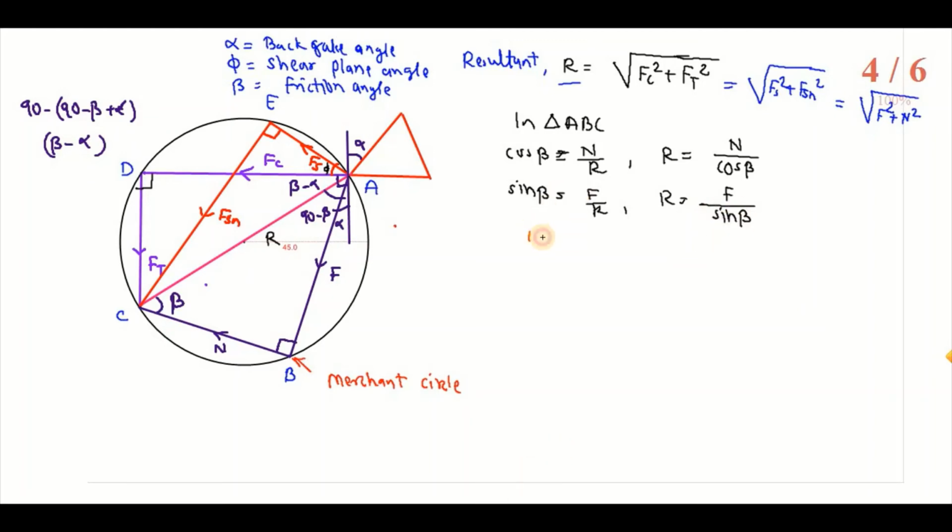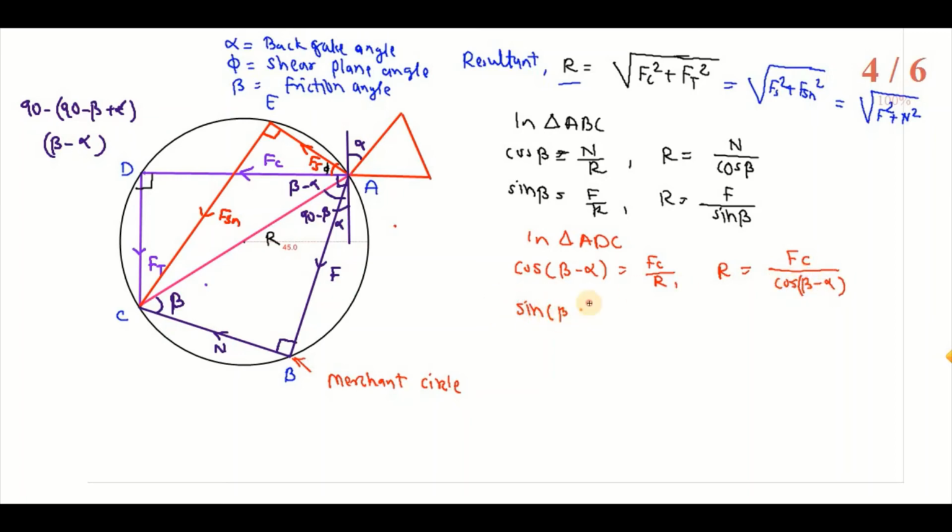In the second triangle, ADC, which is a right angle triangle, for this angle which is beta minus alpha, cos of beta minus alpha is equal to Fc upon R. So we can write R is equal to Fc upon cos of beta minus alpha.